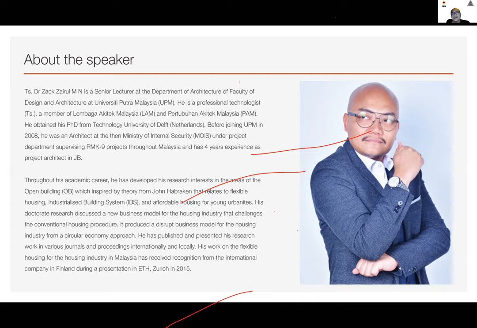I felt that my life was a bit saturated. There's nothing much I could do, and at least if not changing things, I wanted to write something so that people can read my piece of work, and then something can be done to improve the system. From that moment I built up the interest to do research. After only 6 months in the Ministry of Internal Security, I decided to join UPM.